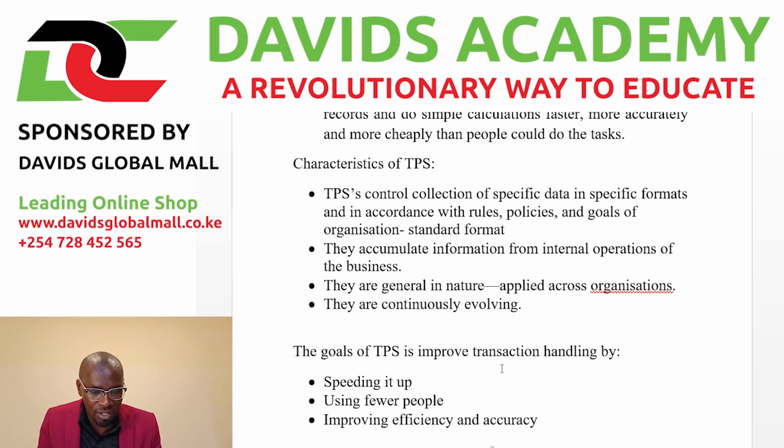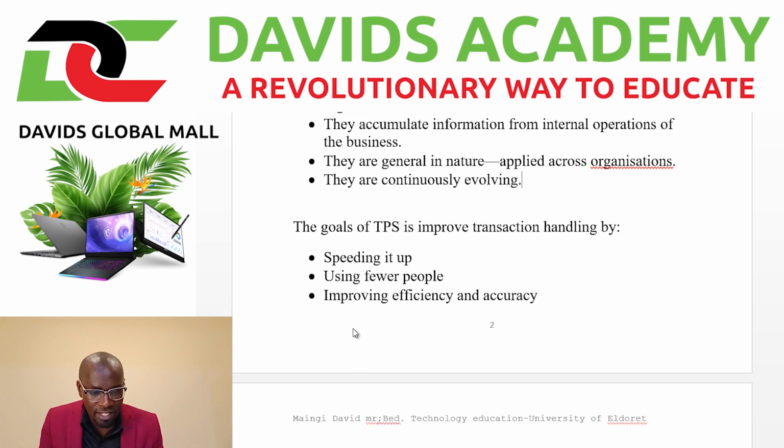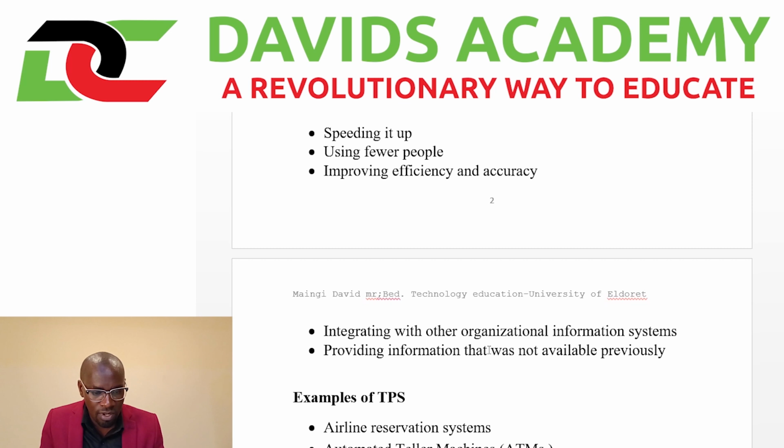What are the goals of TPS? The goals of a transaction processing system. Number one, they speed up operations in the business, and they also use fewer people. They improve efficiency and accuracy. Another goal of using TPS in an organization is integrating with other organizational information systems. TPS can very fast be incorporated or integrated in other information systems within the organization. And as I've said, we are going to see this as we continue.